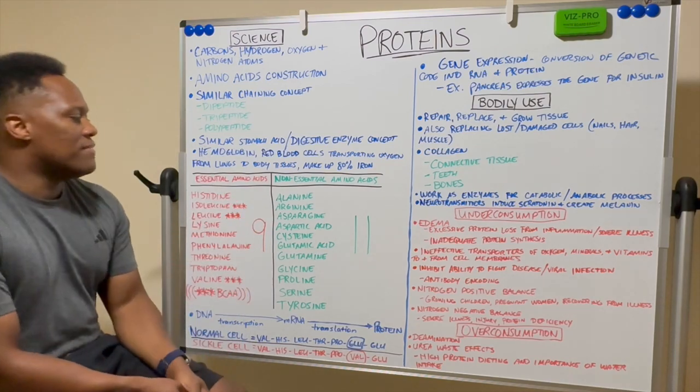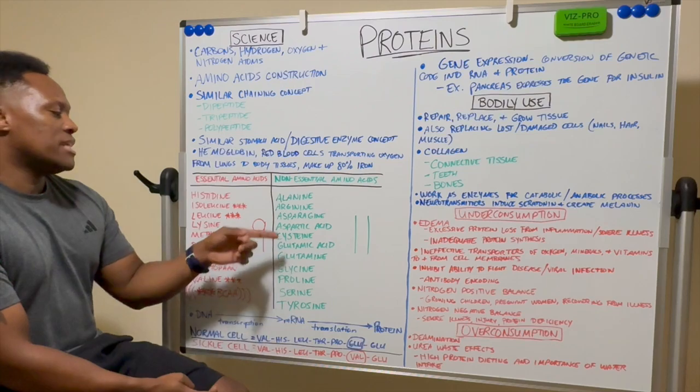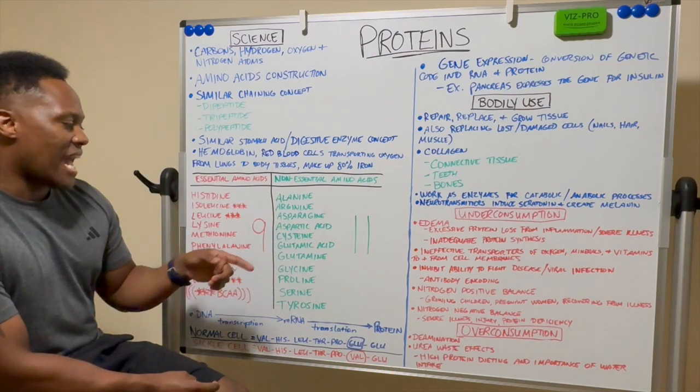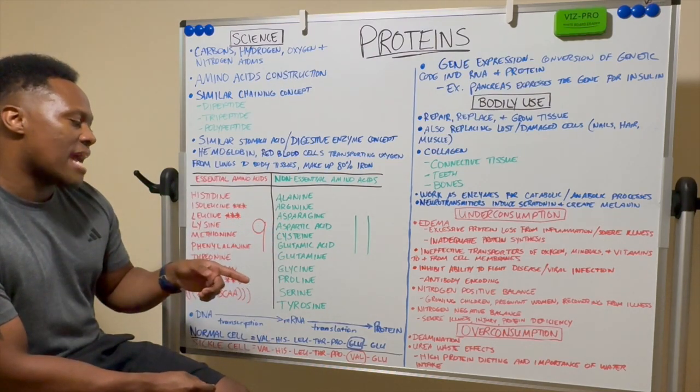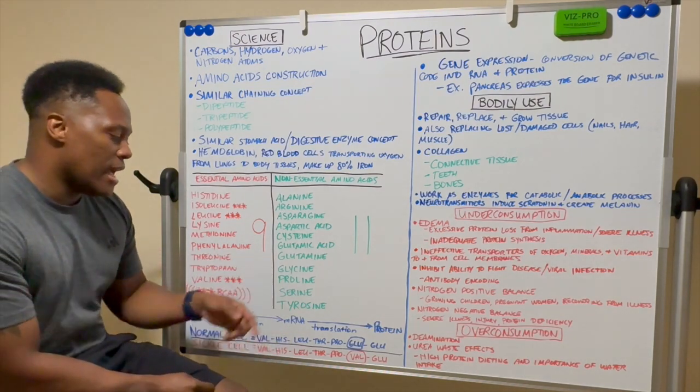Now you have the 11 non-essential amino acids. You have alanine, arginine, asparagine, aspartic acid, cysteine, glutamic acid, glutamine, glycine, proline, serine, and then tyrosine.